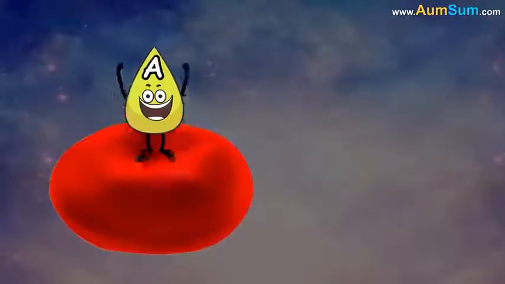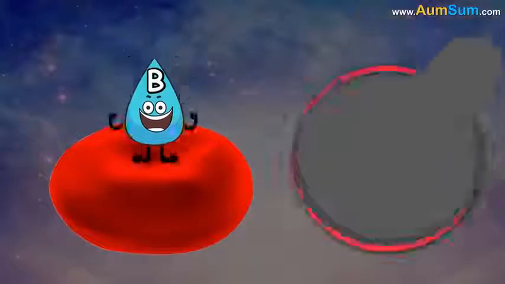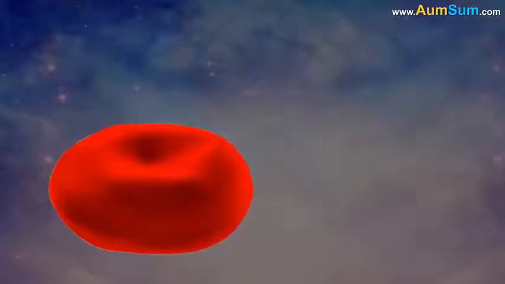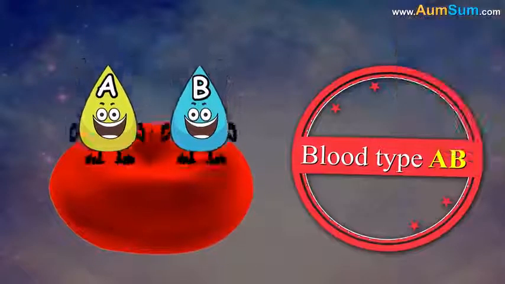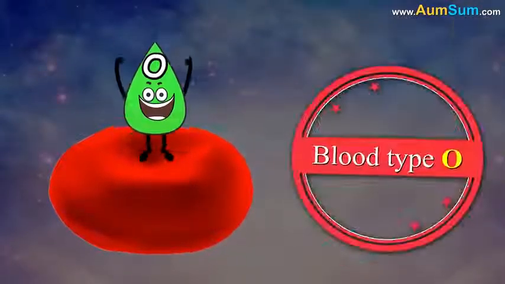If we have A antigen, then our blood type is A. If we have a B antigen, then our blood type is B. If we have both antigens, then our blood type is AB. And lastly, if we neither have A nor B, then our blood type is O.